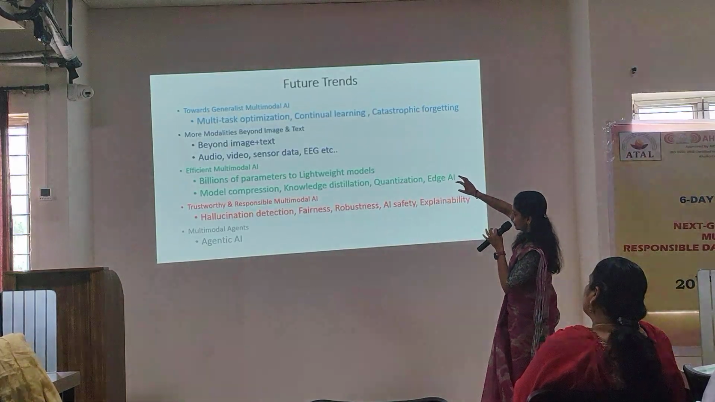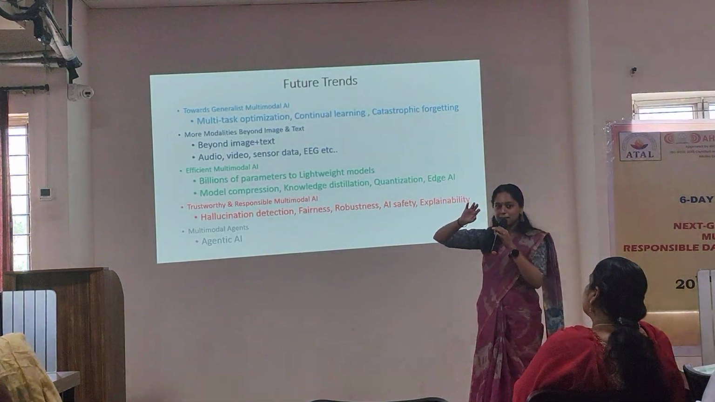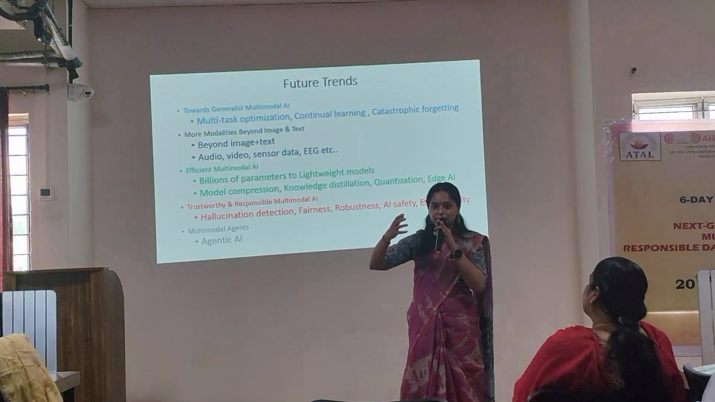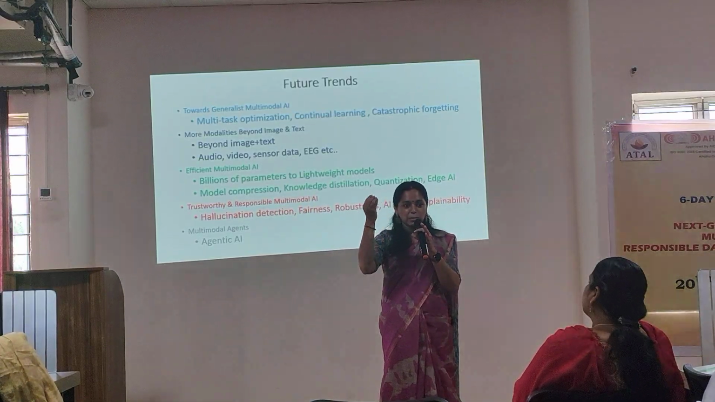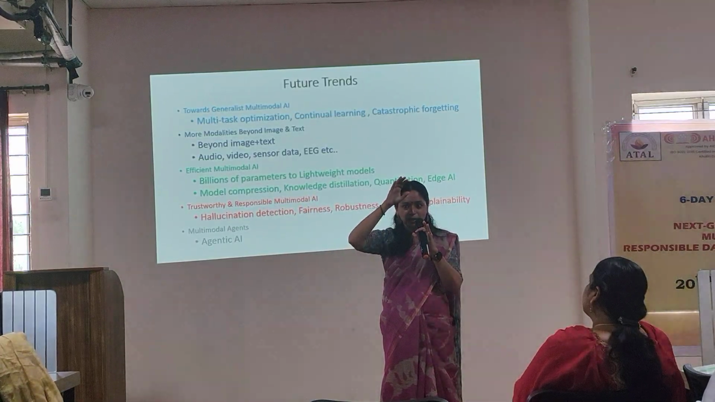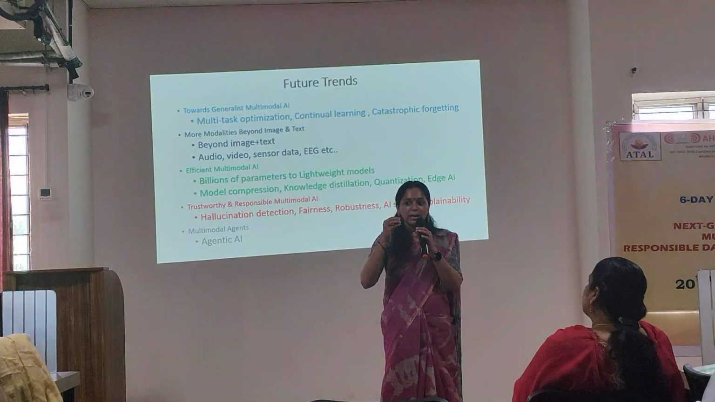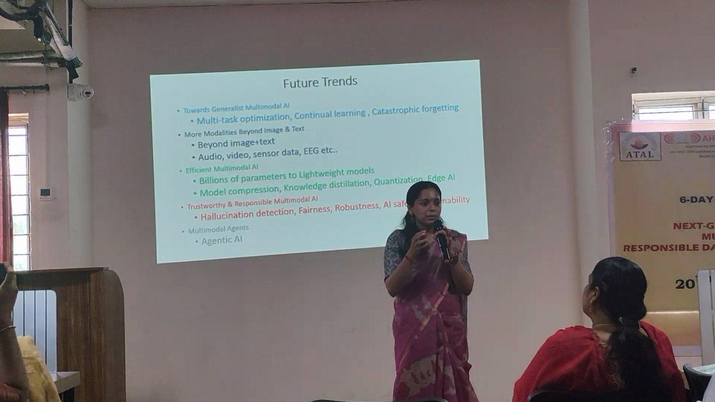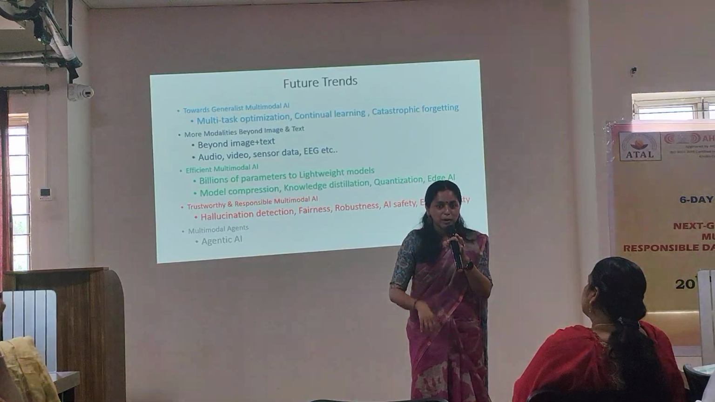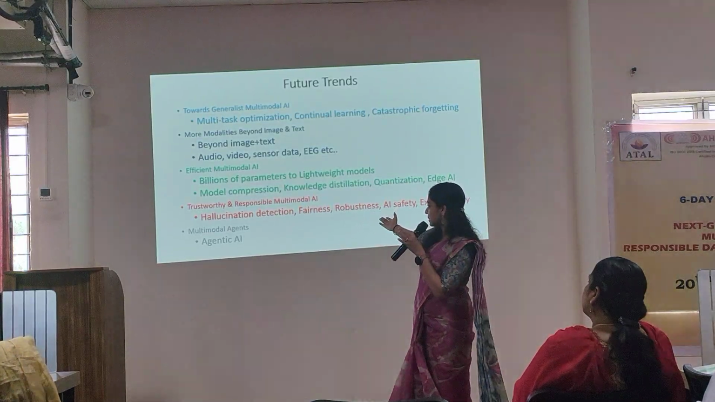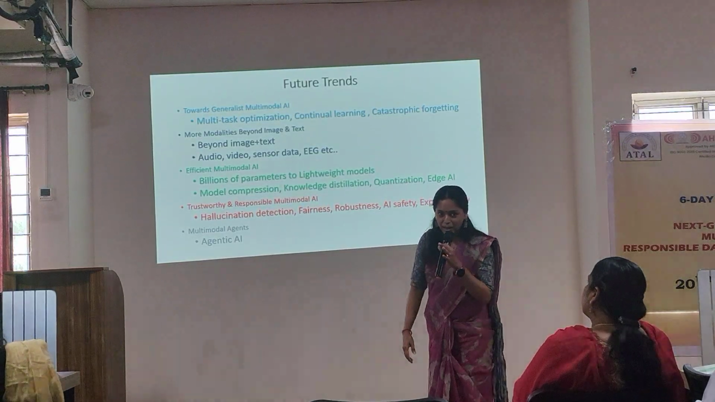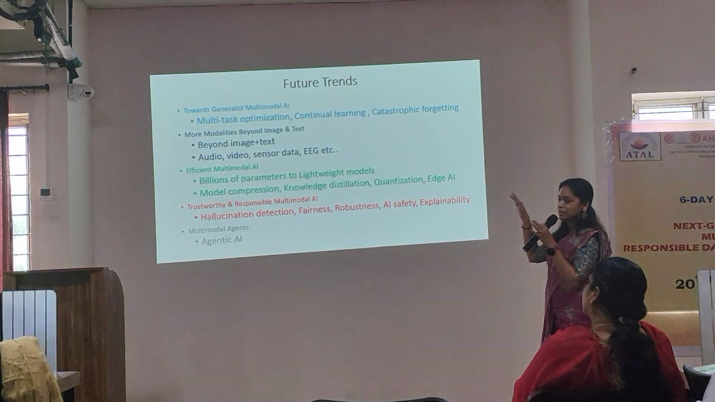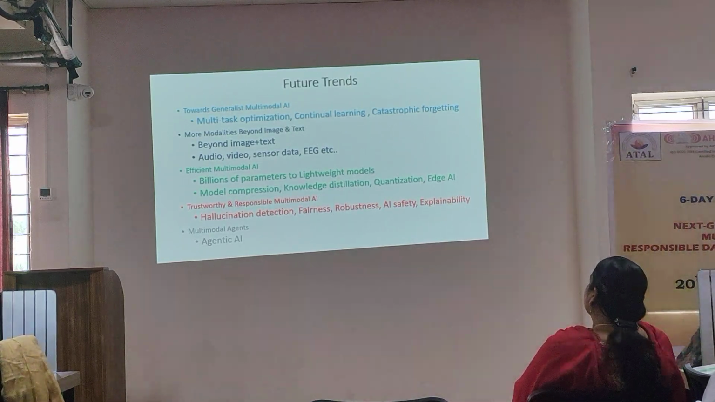So you can take it as adding more modalities and having some domain-specific systems, which can be one area, or you can try for lightweight systems. What are the different possibilities to have edge-deployable systems? Then of course hallucination detection. Among these I prefer lightweight and hallucination.